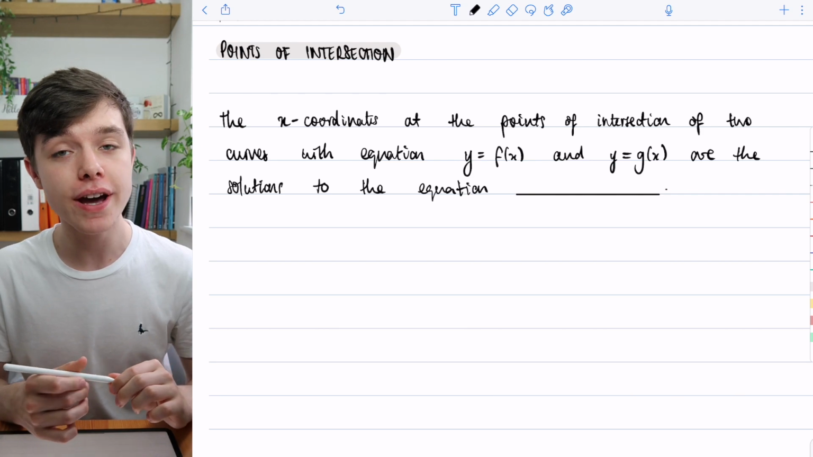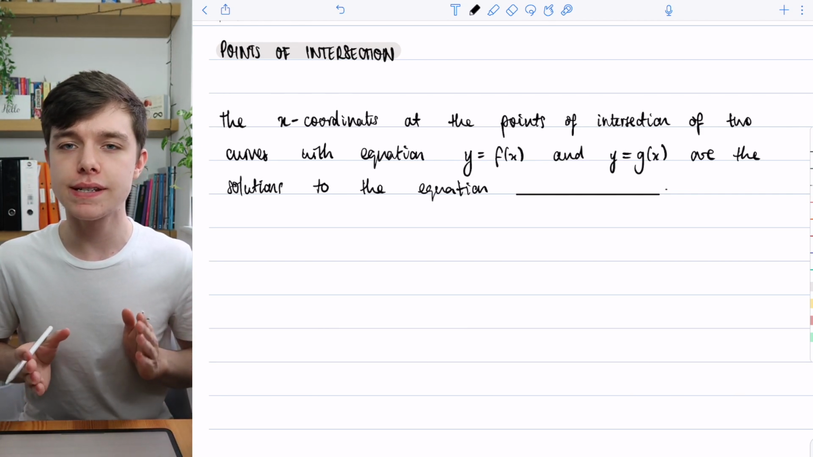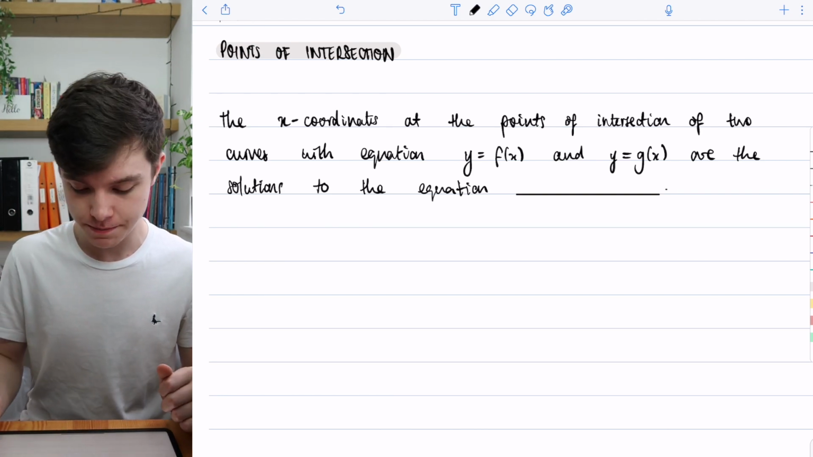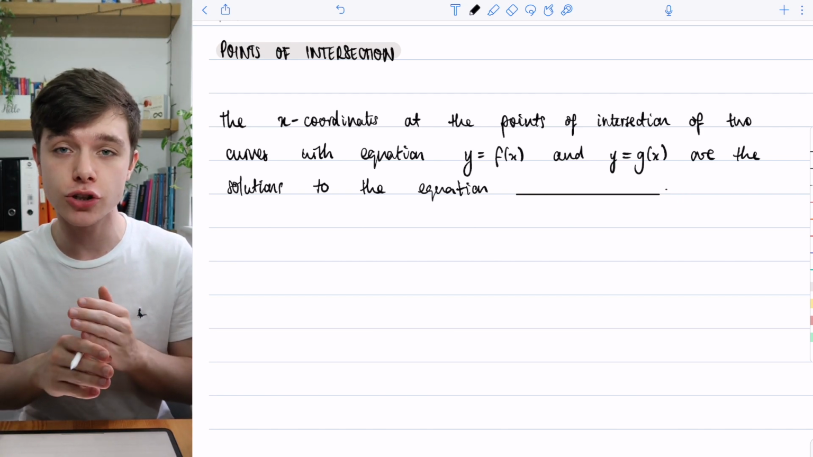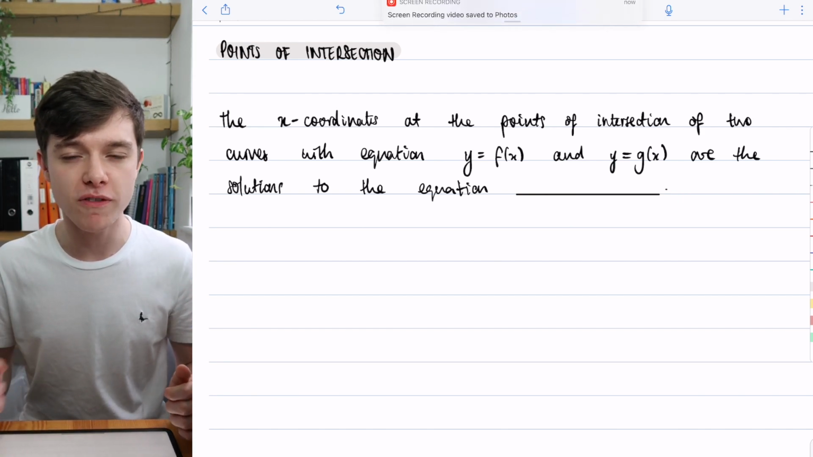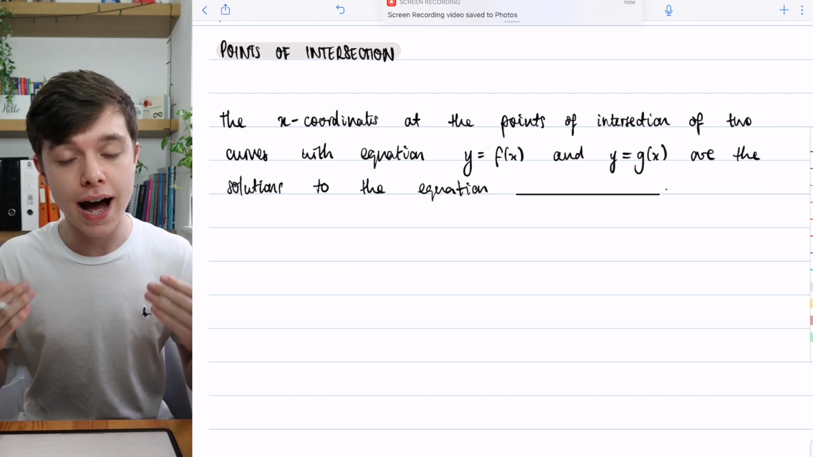In this video, we're going to have a look at points of intersection of two graphs. Now, the point of intersection of two graphs is where the graphs cross each other. And in equation form, if we're thinking about them being two equations, that's where the equations are equal.